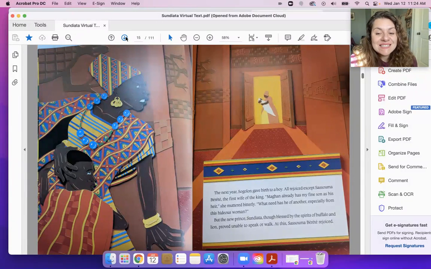All rejoiced except Sasuma Berati, the first wife of the king. Magan already has my fine son as his heir, she muttered bitterly. What need has he of another, especially from this hideous woman? But the new Prince Sunjata, though blessed by the spirits of the buffalo and the lion, proved unable to speak or walk. At this, Sasuma Berate rejoiced.